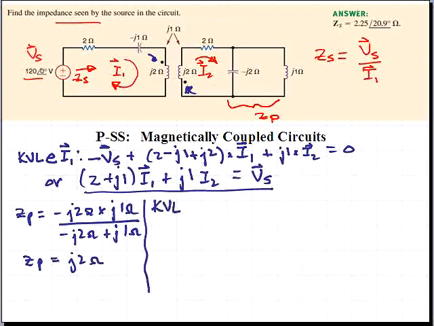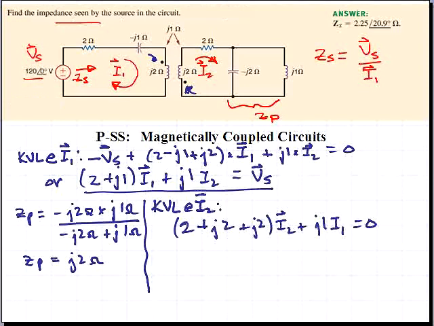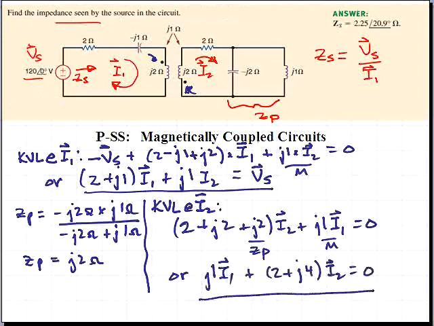Now we can do a KVL summation around the loop I2. So here we have again the mutual coupling term, just like we had in the first KVL expression. This j2 term here is that Z sub P equivalent impedance. And then we can combine terms here and write this expression as follows. So now we have the two equations and the two currents I1 and I2, and we'll proceed to apply the matrix equation solution process to determine the expressions for the currents, particularly the current I1.